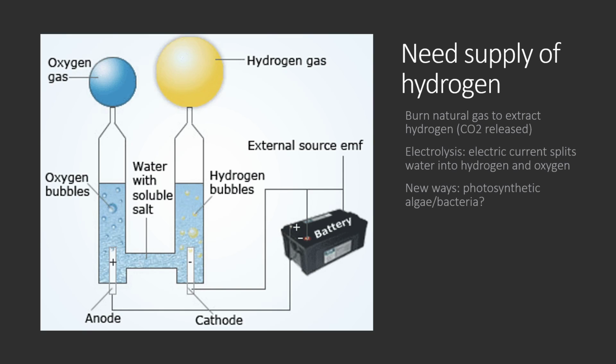One of the drawbacks, of course, is that you do need a supply of hydrogen. We can get plenty of oxygen. There's oxygen in the air. You can burn natural gas and extract hydrogen, but you do release carbon dioxide. You can also use electrolysis, where you use an electric current to split water into hydrogen and oxygen, but you do need a lot of energy to do it. There's also some new theories that maybe using photosynthetic algae and bacteria could be used to produce hydrogen.